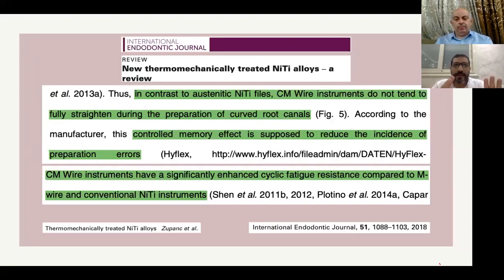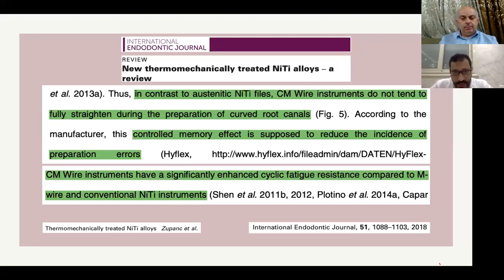But actually we have to know that without perfect instrumentation, you cannot obtain perfect sealing of the root canal system. And also without activation of the irrigating solution, we cannot obtain perfect sealing of the apical deltas. Nowadays we have multiple generations of root canal instruments and files, but the literature found that the CM instruments come on top of these answers. Why? Because controlled memory files reduce the incidence of preparation errors, and there is a possibility to maintain the original canal geometry.